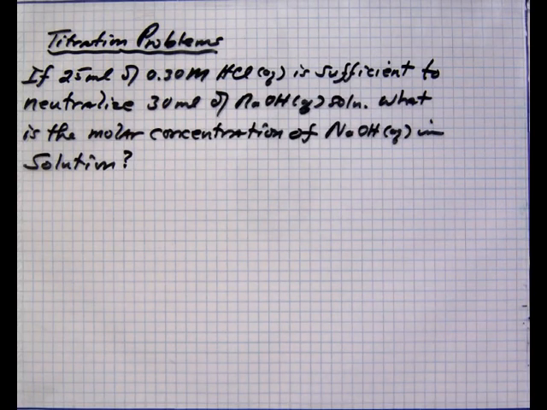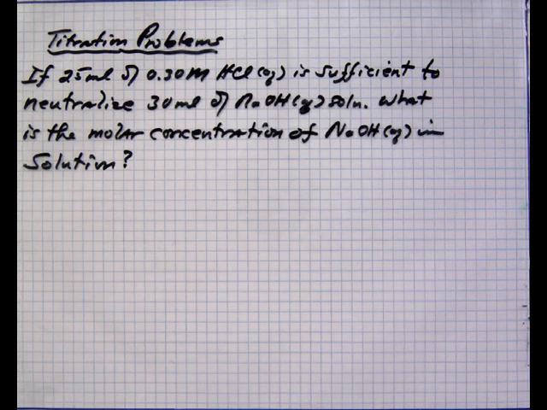Here's a titration problem that is pretty traditionally straightforward to work, and it's pretty common on most exams. If 25 milliliters of a 0.3 molar HCl solution is sufficient to neutralize a 30 milliliter sodium hydroxide solution, what's the molar concentration of the sodium hydroxide solution?